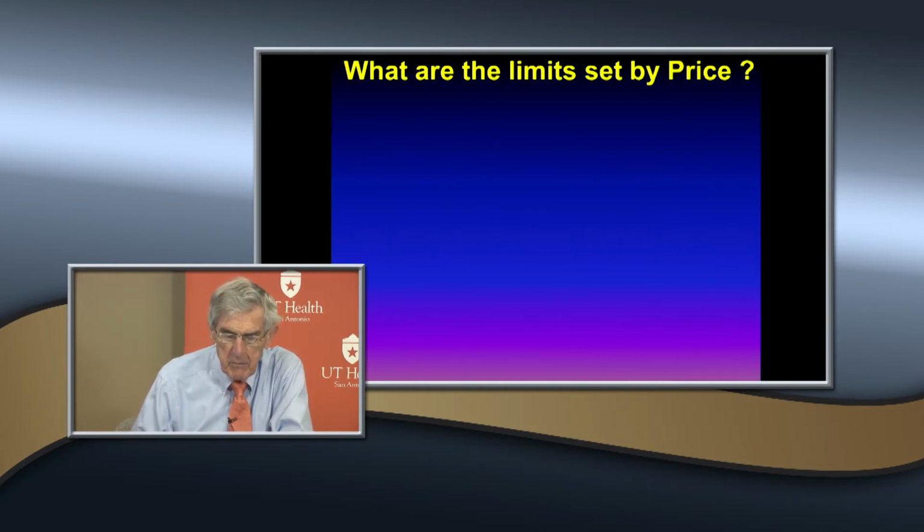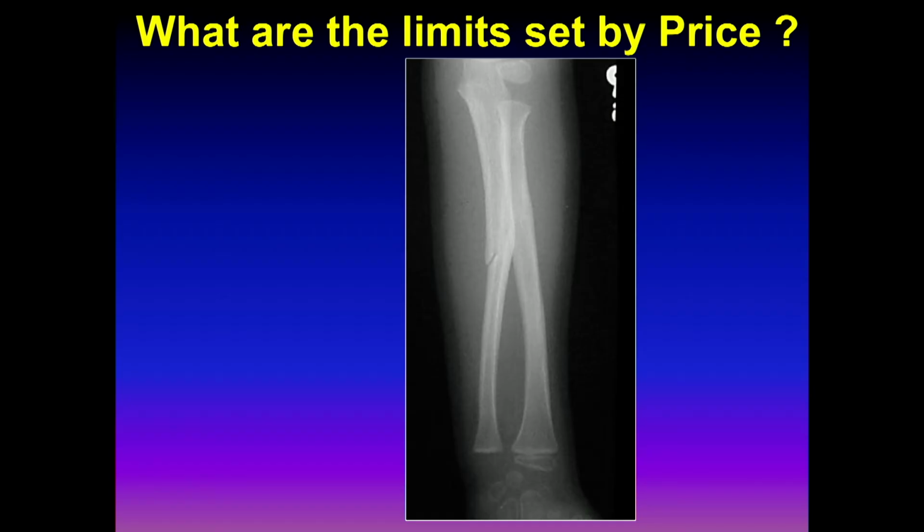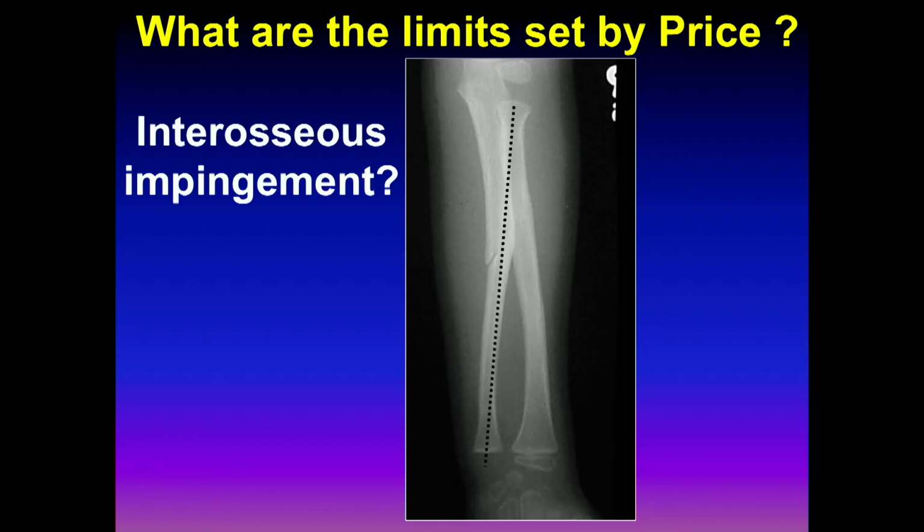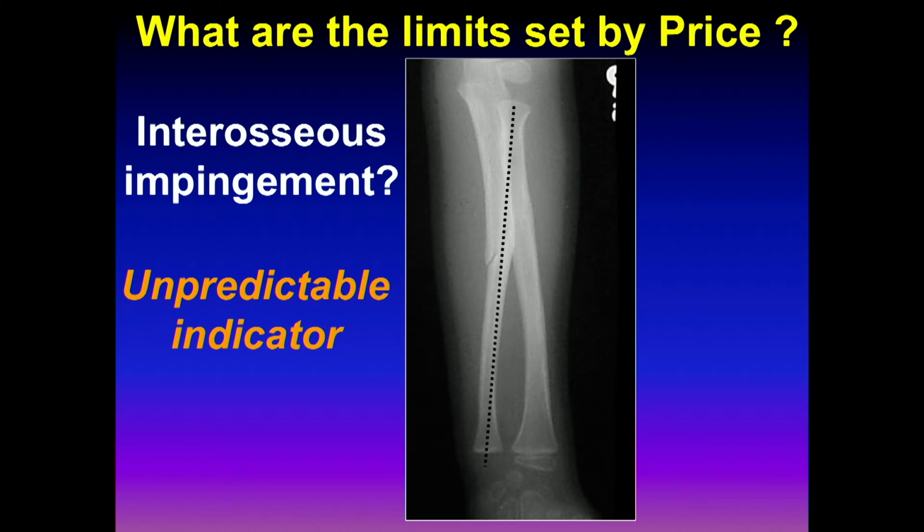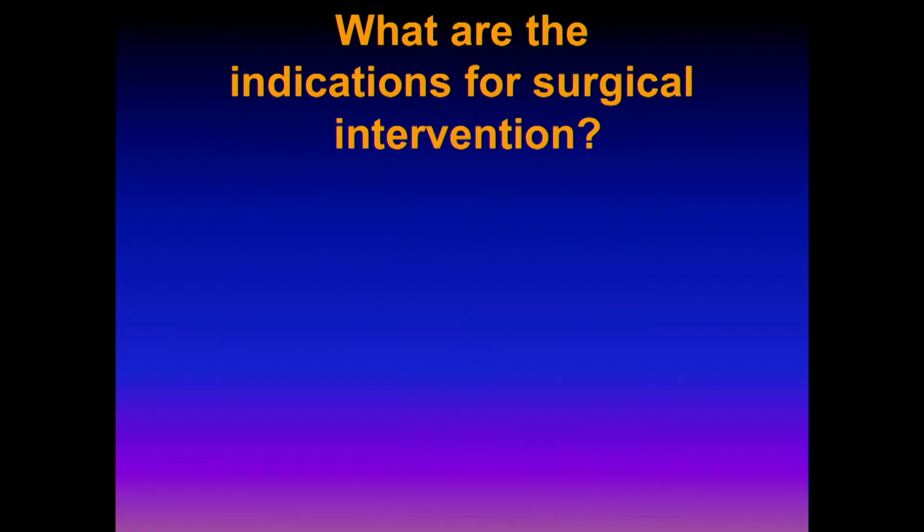And the other thing that everybody worries about is this fracture, in which there is an interosseous impingement. And in his study, he said that was kind of an unpredictable indicator, as long as you had corrected the rotation and the angular malalignment.